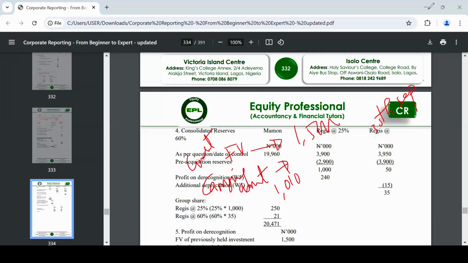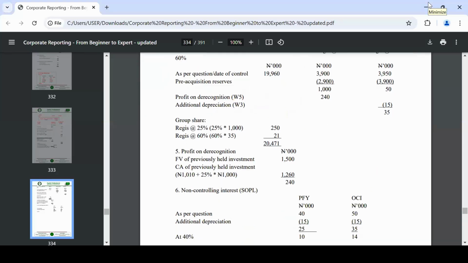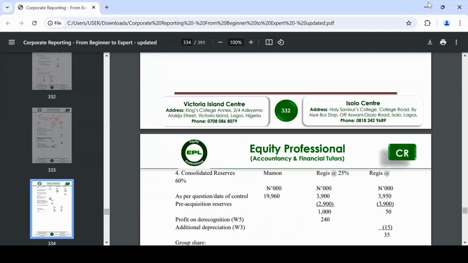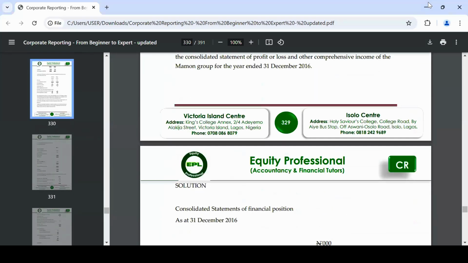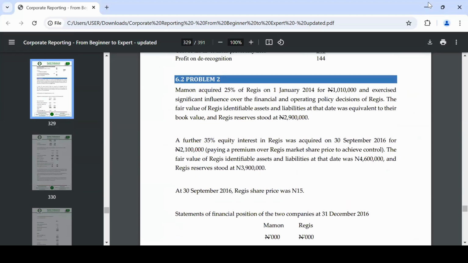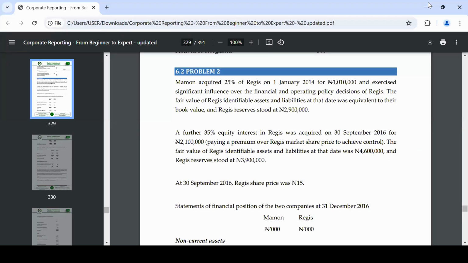And then we were also told that as of the day we are to derecognize... sorry, please, one second. Let me go back. Okay, we were told 30th September, they had reserves of 3.9 million.